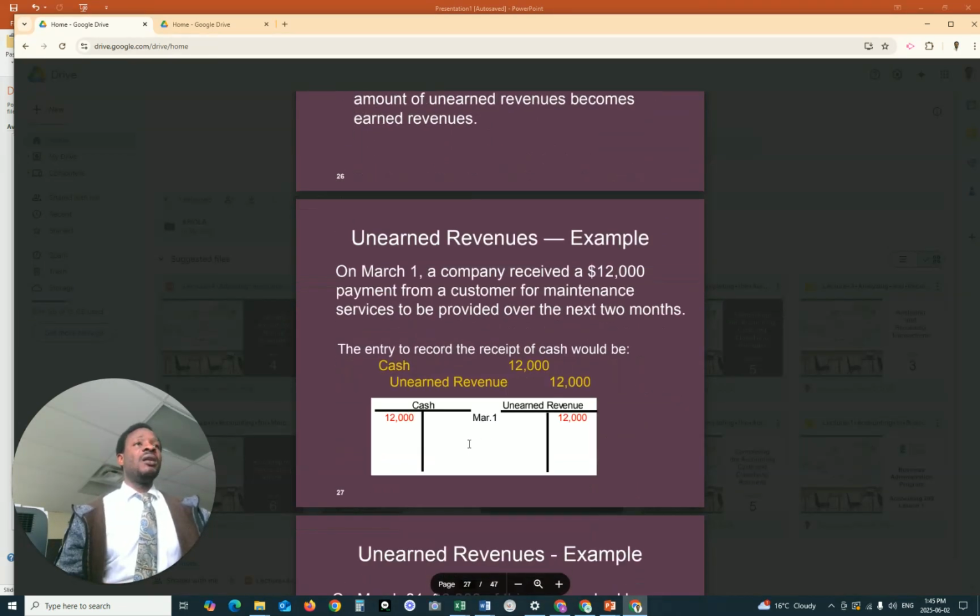So example, on March 1, a company received a 12,000 payment from a customer for maintenance services to be provided over the next 2 months. The entry to record the receipt of cash would be debited because cash comes in. The entry to debit is cash because cash is received. Then unearned revenue, the liability account, is credited.